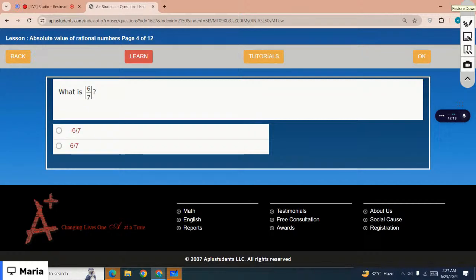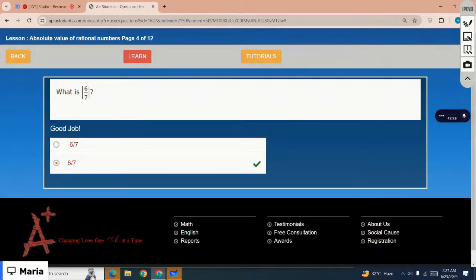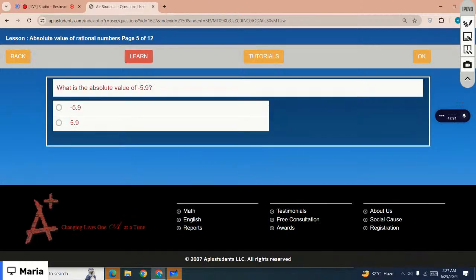What is the absolute value of 6 over 7, which is the correct option? Option number two is the correct option. Got it? What is the absolute value of negative 5.9, which is the correct option?